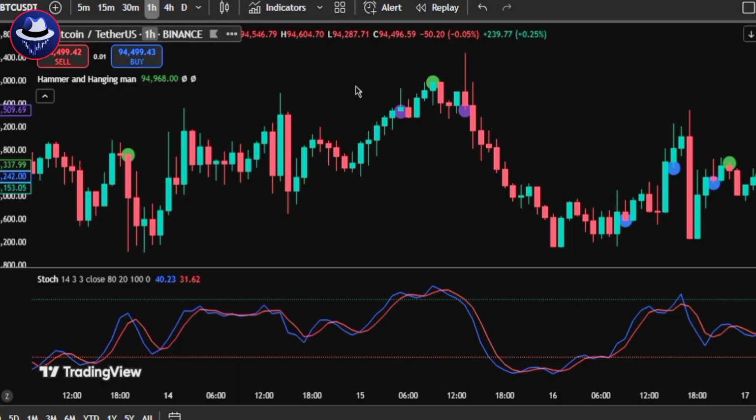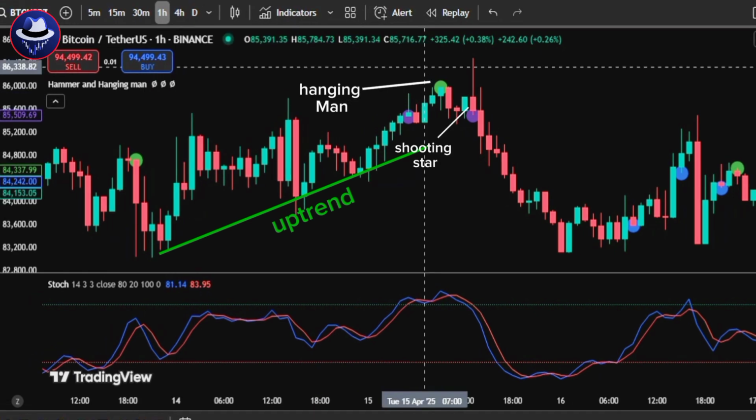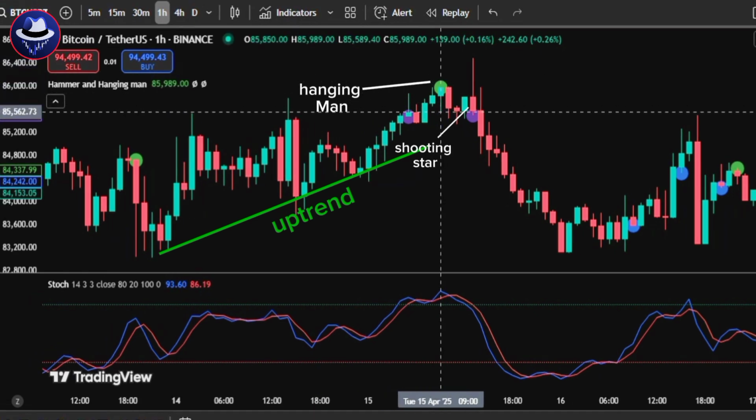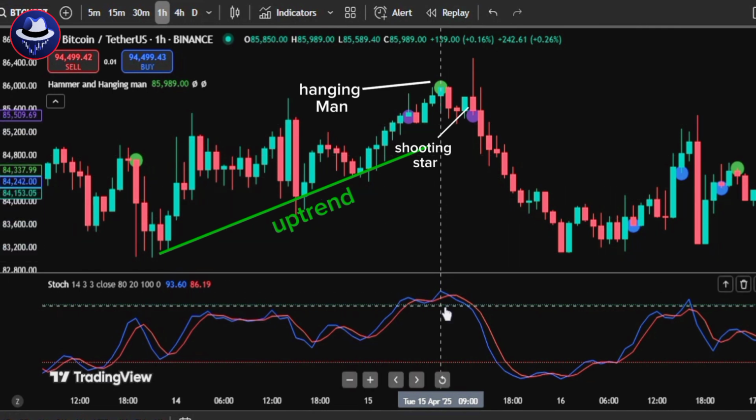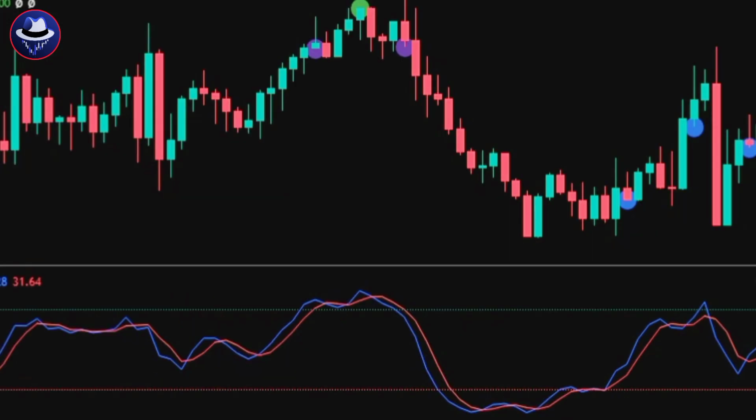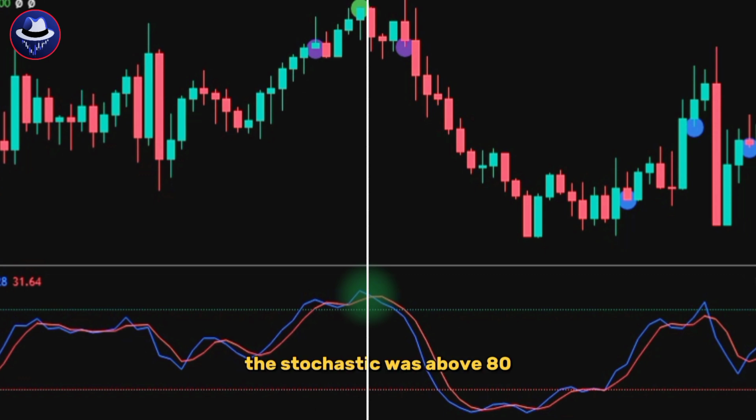Now let's move on to the Bitcoin chart, also in the 1-hour time frame. Here, the indicator highlights a hanging man candle that appears at the end of an uptrend. Right after that, we also get a shooting star, which adds extra confirmation to the bearish signal. If you look at the stochastic indicator, you'll see that at the moment the hanging man formed, the stochastic was above 80, meaning the market was overbought. A perfect time to look for a potential sell setup.